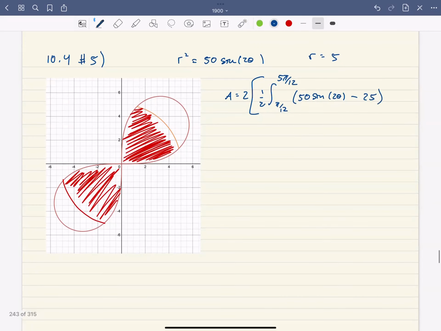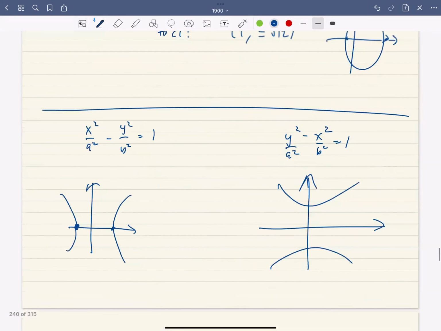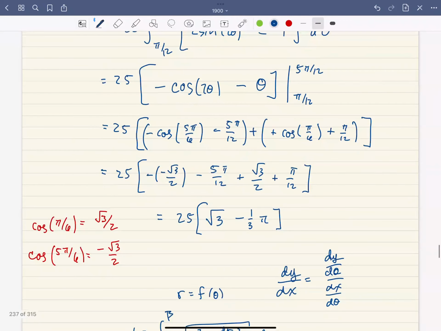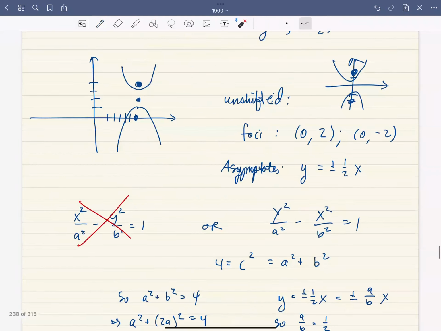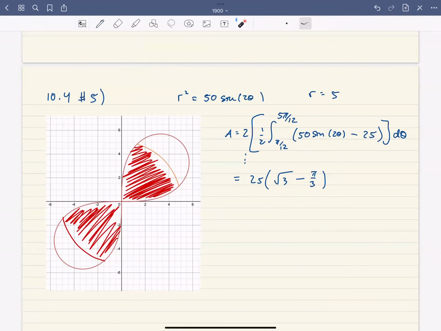And then we did the work, and we found that this was 25 times square root of 3 minus pi over 3. Let me scroll just to make sure that my memory serves me here. I want to make sure I get the exact number right. Yeah, 25 times square root of 3 minus pi over 3. Good. So the problem was that that's not actually the area that we were looking for.